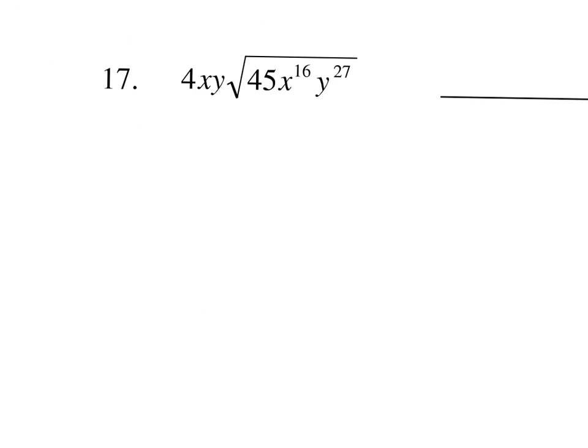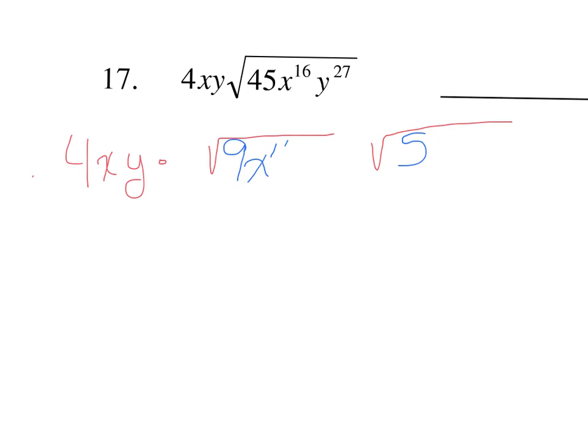Okay, on number 17, we're going to have 4xy times anything that comes out of the perfects. So 45 is not a perfect square, but there is a factor of it that is, and that would be 9. 9 times 5. x to the 16 is perfect. y to the 27 is not, so we'll break it apart to be y to the 26 and 1 extra.